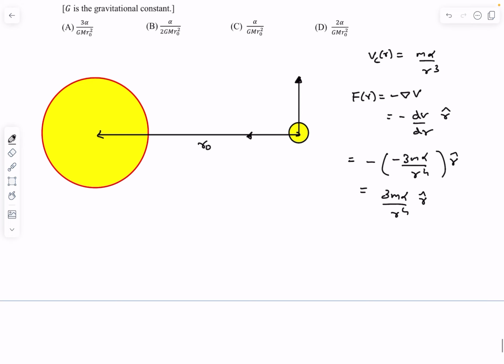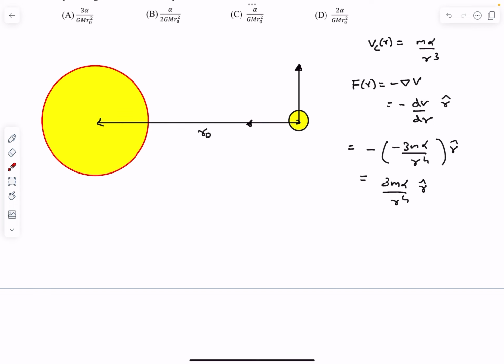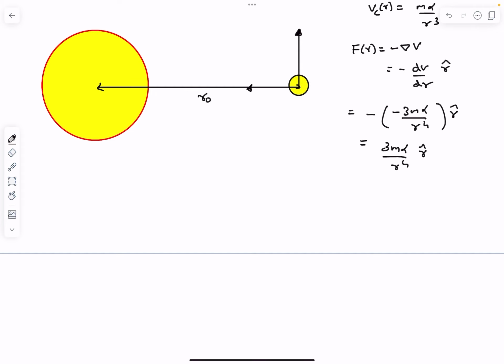If you observe, the central force is not towards the center, but it is away from the center. So the central force in this case turns out to be in the plus r cap direction and not in the minus r cap direction. Now all we have to do is write F equals ma in the radial direction for this small sphere. Firstly we have the gravitational force, which is G capital M small m divided by r0 squared, and then we have the central force, which is opposite to the gravitational force, whose magnitude is minus 3m alpha divided by r naught to the power 4, and this would be equal to the mass of the small mass times the centripetal acceleration.